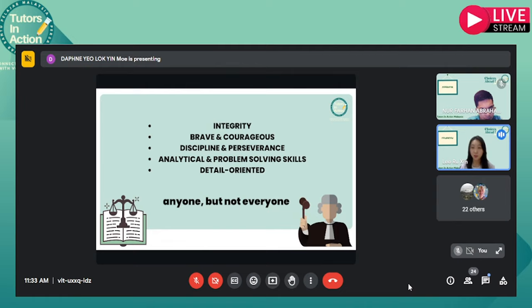The third one is discipline and perseverance. This one is because actually, foundation in law is a very, very heavy course, especially also if you want to take part in co-curricular activities such as mooting. You want to take up positions in the Law Society and you want to juggle your studies as well. It's actually very, very hard to do so. It's not impossible. It just takes a lot of your effort and time.